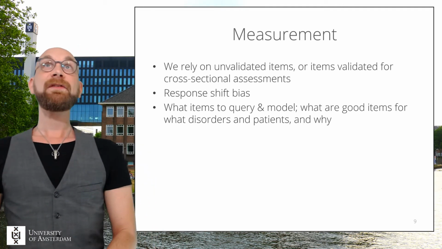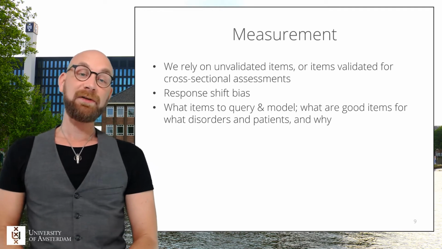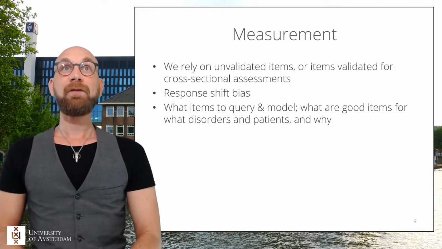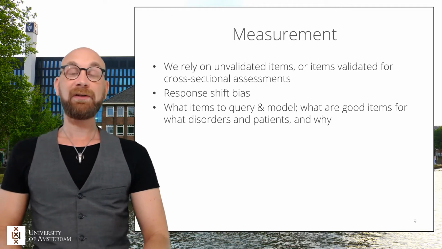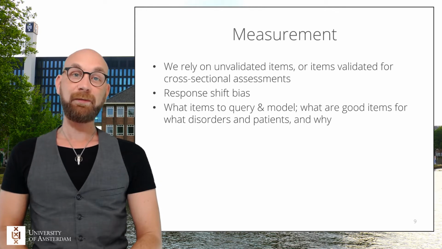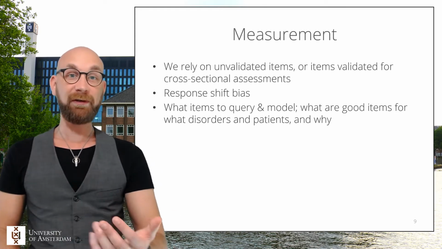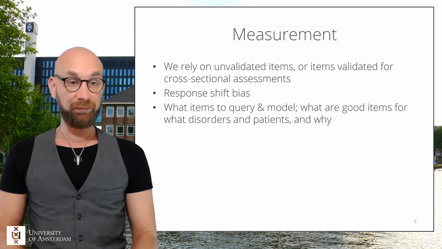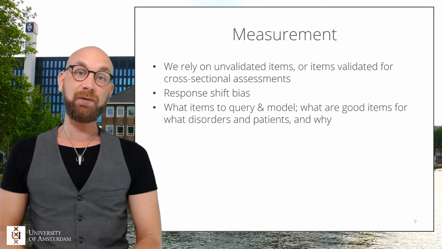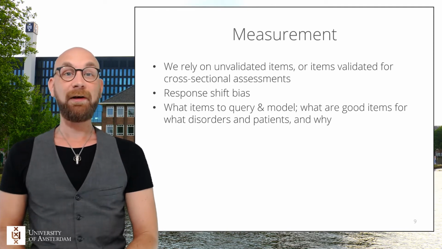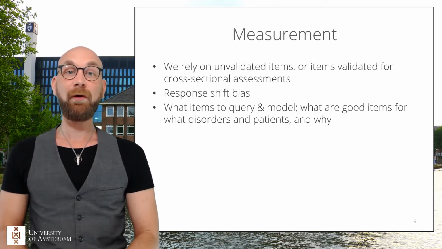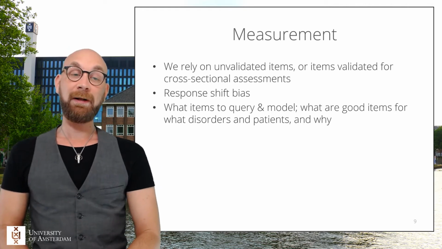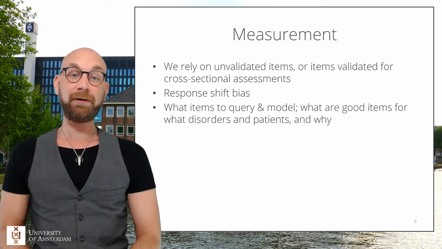Now, one problem is that we rely on unvalidated items or items validated for cross-sectional assessments. If you use EMA, for example, to query participants 5 times a day for 2 weeks about how they feel, the items that you likely use are from a scale that has been validated in cross-sectional data, and you rephrase the scale from "in the last 2 weeks" to "in the last 2 hours." We don't know if that makes it a valid item. We don't know what the properties of these items are. We haven't really done much measurement work on items like that.